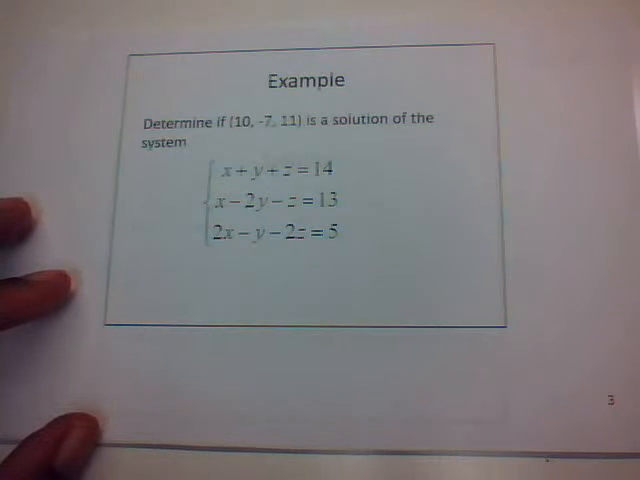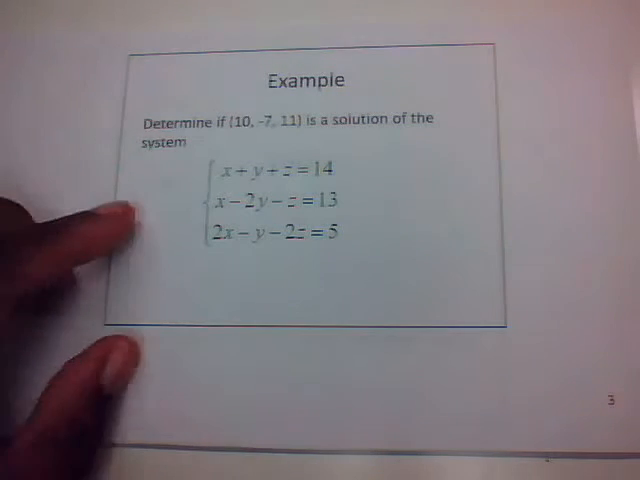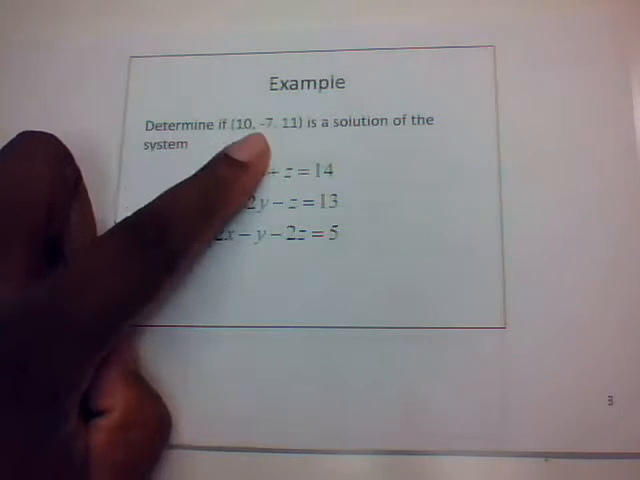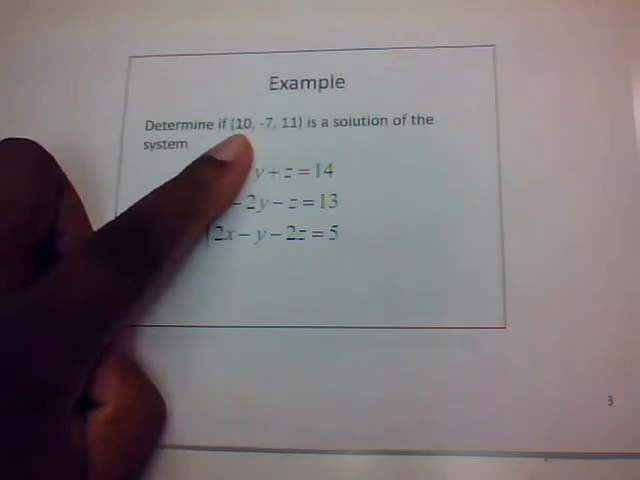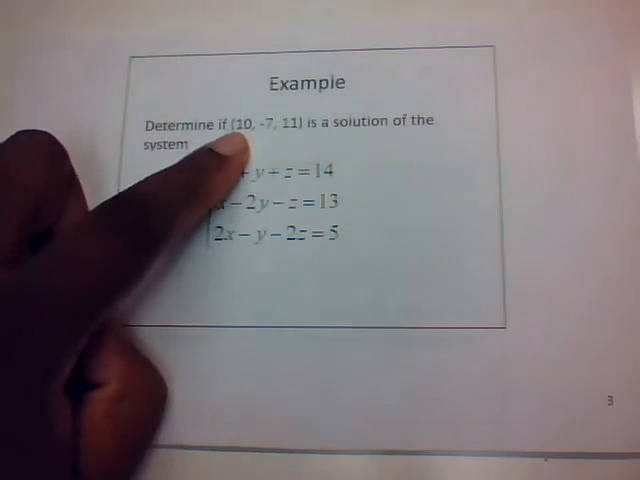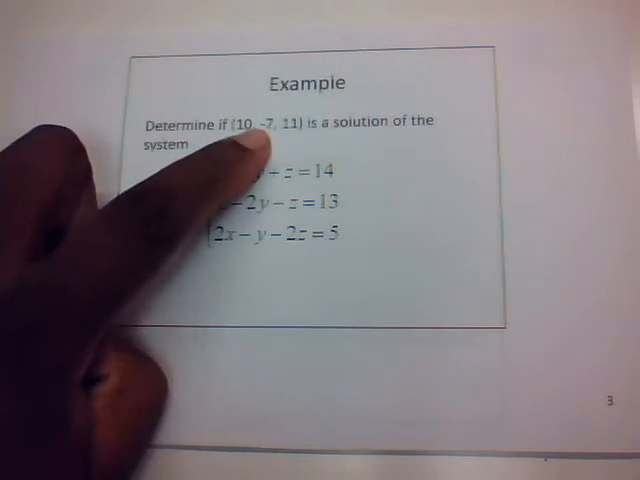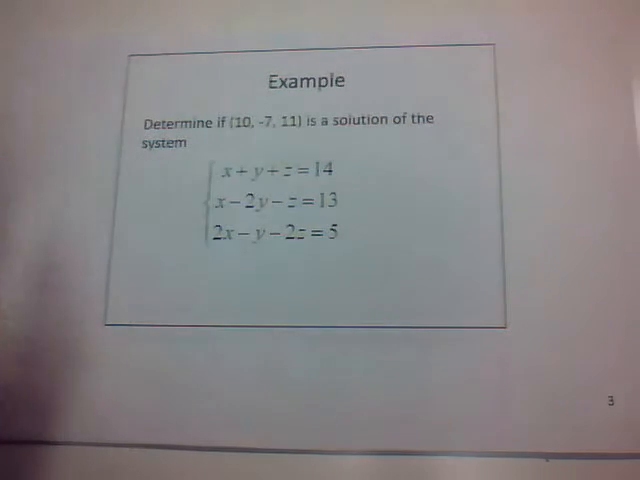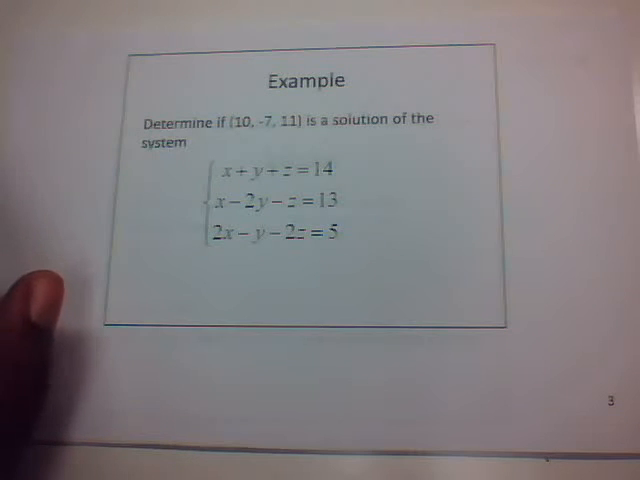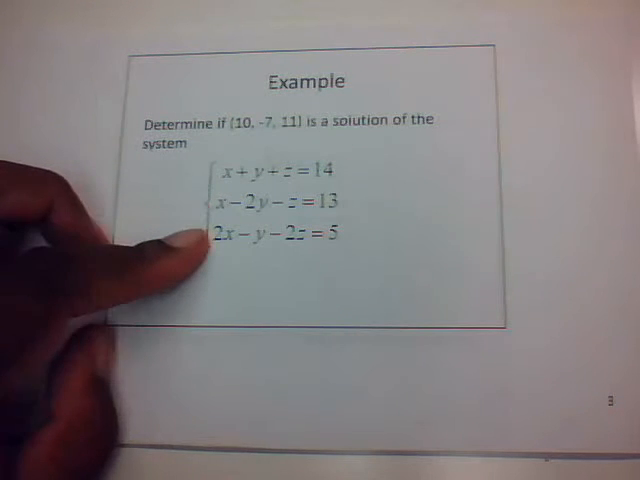Okay, let's look at this example here. Let's say we want to determine if the ordered triple, and by the way, an ordered triple has three numbers, an x, y, and a z. In this case, the ordered triple is 10, -7, 11. We want to determine if that ordered triple is a solution to this system.